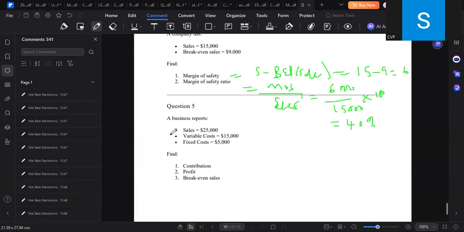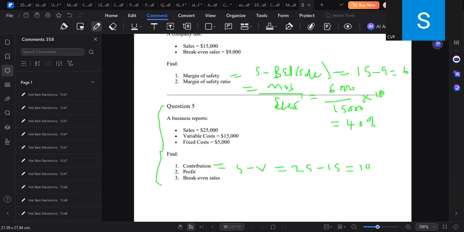Okay, let's try this one here. We're given the sales, variable cost, and fixed cost. How do we find the contribution? Contribution is sales minus variable cost. So 25 minus 15. What do we get? 10,000. And the fixed cost is 4,000.